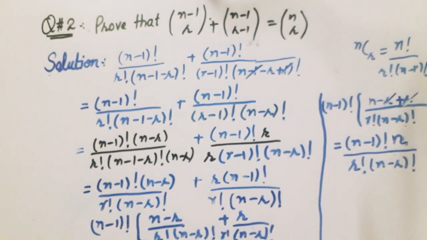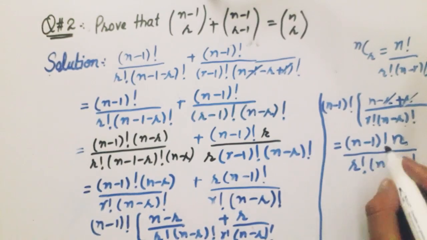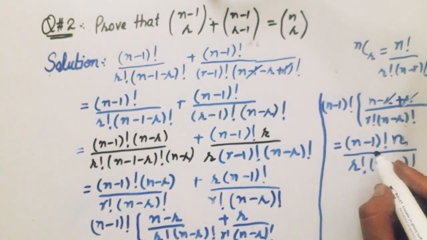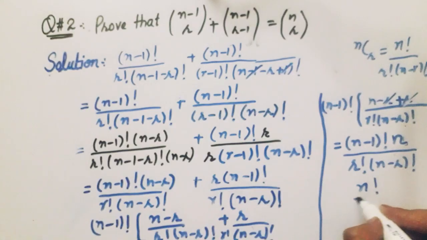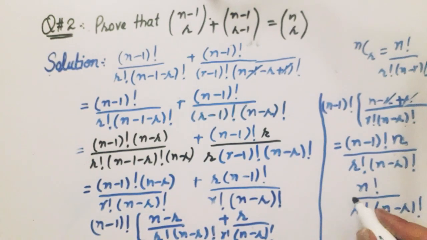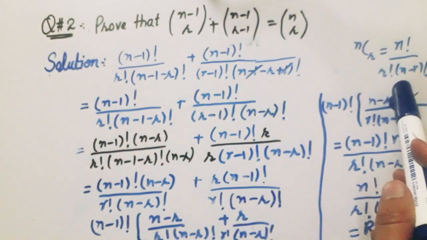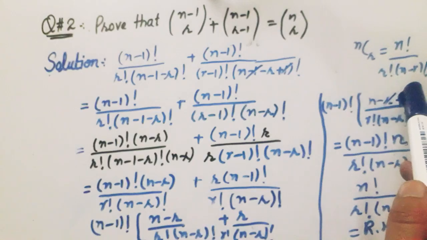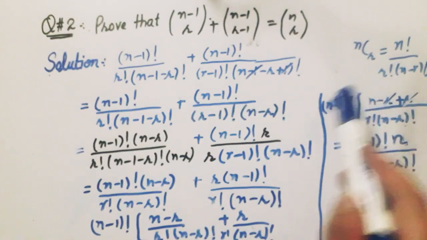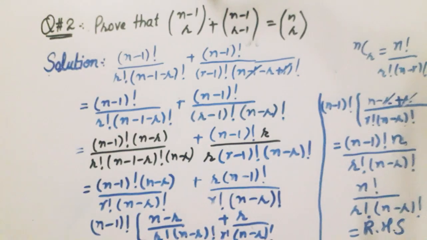So this term can be written as n into n minus 1 factorial, means n factorial by r factorial n minus r factorial, and which is equal to the right hand side. So we have proved this question in very easy and simple steps. Just we have made the denominator, that is n factorial, n minus r factorial into r factorial. For this purpose we will solve this.